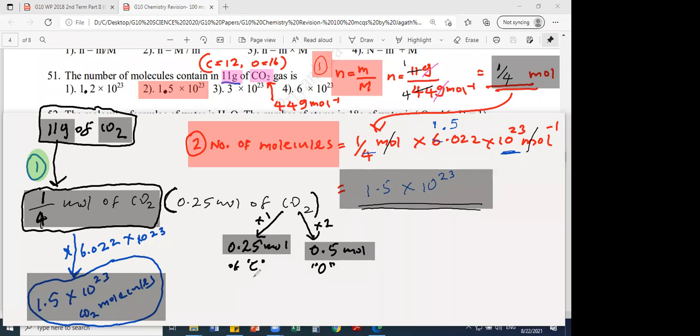So if I want to find the number of carbon atoms, I multiply this by the Avogadro constant, 6.022 into 10 to the power 23. If I want to find oxygen atoms, the same scenario: multiply by the Avogadro constant, 6.02 into 10 to the power 23. You understand? So then you will get the answer here: carbon atoms, C atoms, and oxygen atoms, O atoms.